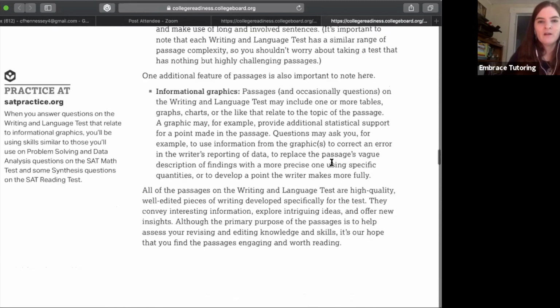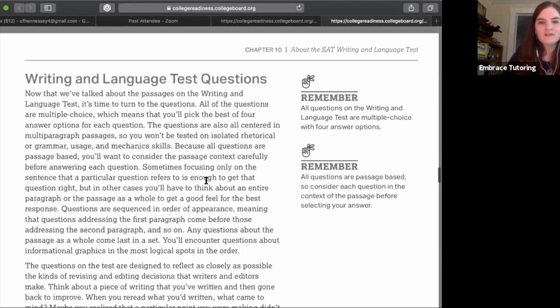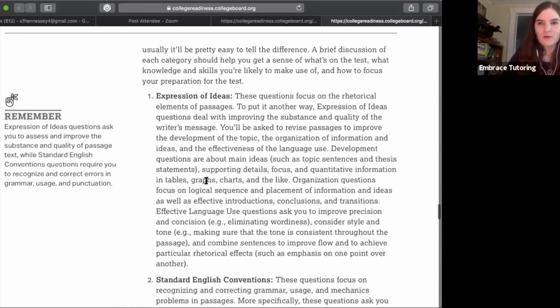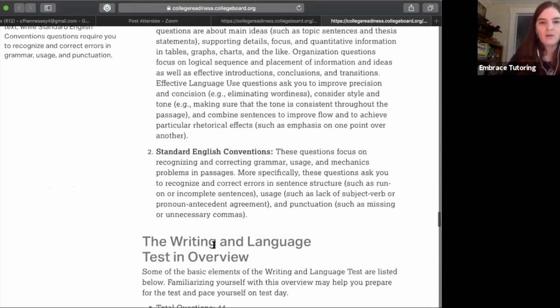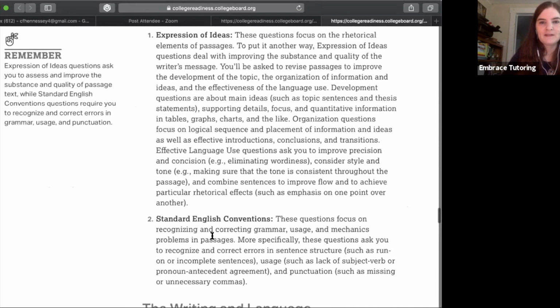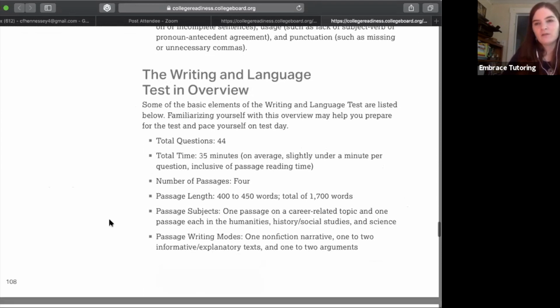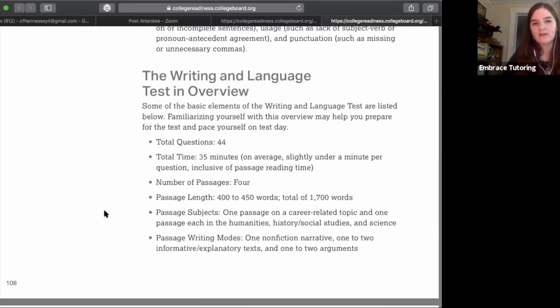Okay. Again, there are going to be informational graphics in this section too that you need to pay attention to, especially for data response type questions. And then focusing again on things like expression of ideas and standard English conventions. And then they do give you the breakdown of the writing test here.